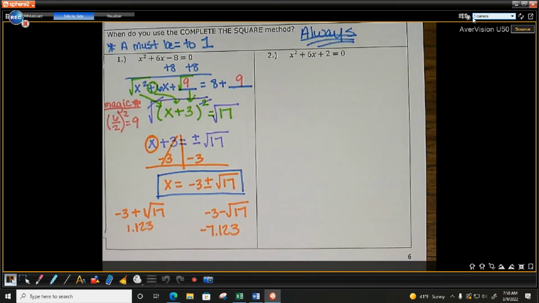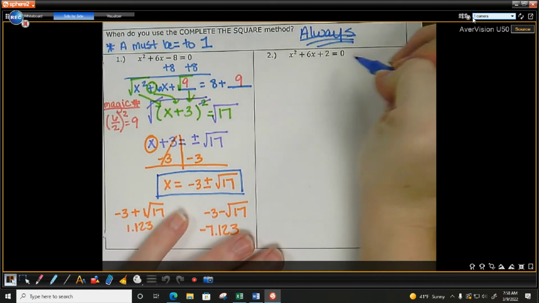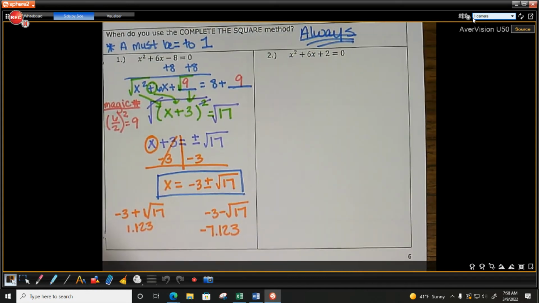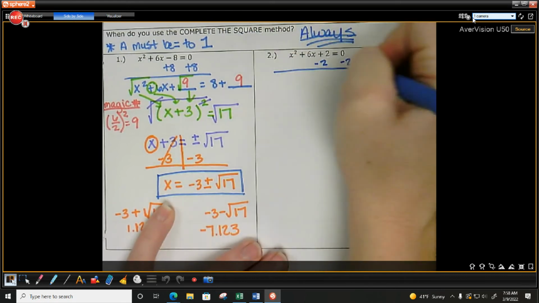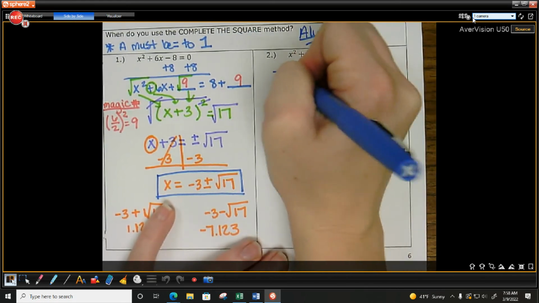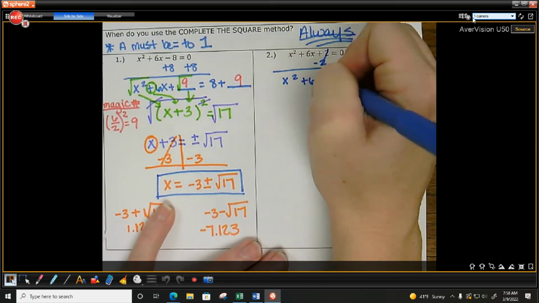Good? Was this long? A little bit, but again, you're doing the same exact thing every single time. Okay? So, what's my first step? Subtract 2 from both sides. So I have x squared plus 6x plus blank equals negative 2 plus blank.